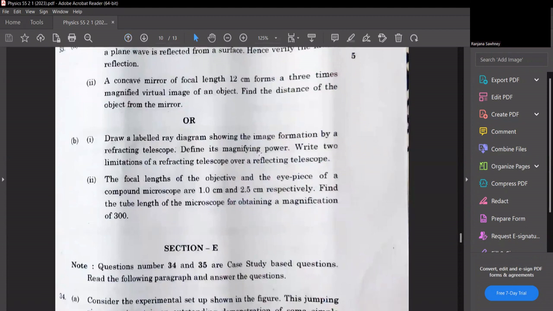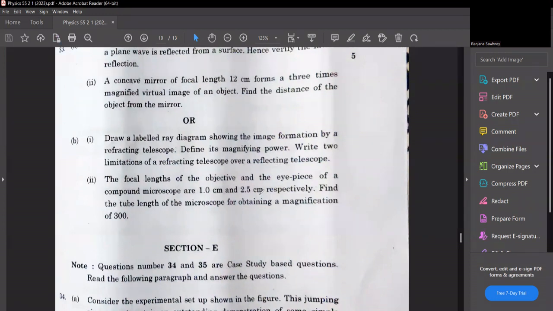Okay, a reflecting telescope is better than a refracting telescope because in case of a refracting telescope, chromatic aberration and spherical aberration may arise, because we have to take the aperture to be large for an objective lens. And so these aberrations may arise, which do not arise in case of a reflecting telescope. Also, in case of a refracting telescope, the image is not as bright as that in case of a reflecting telescope.